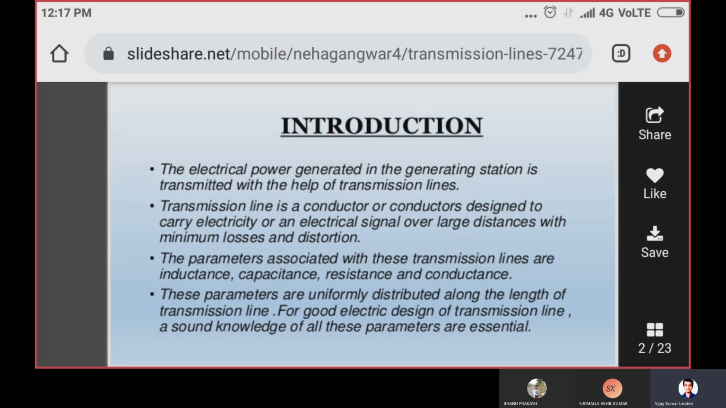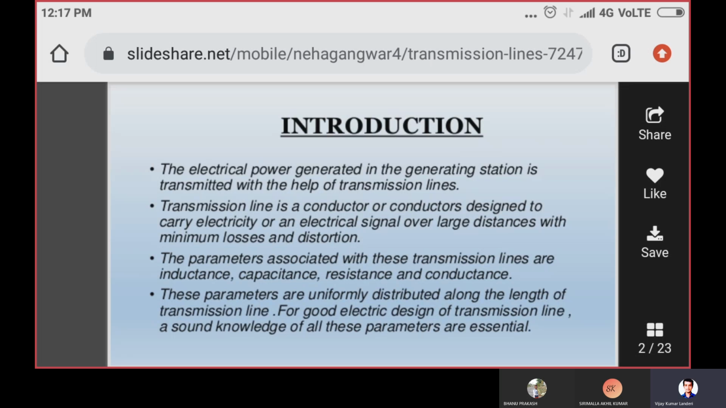So what exactly is a transmission line going to do? It transfers the electrical energy or electrical signal over larger distances with minimum loss and distortion. That is called a transmission line. The parameters associated with transmission lines are resistance, inductance, capacitance, and conductance. These four parameters are uniformly distributed throughout the length of the line.